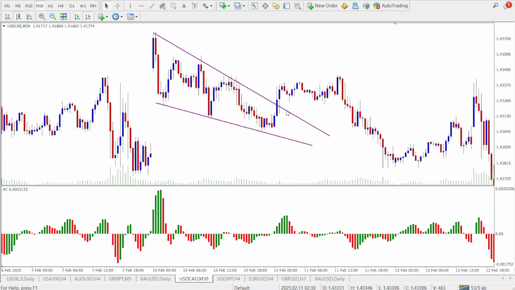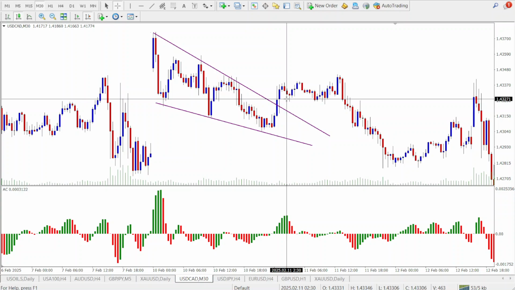So we had a breakout to the upside, right? Just follow me. We had a breakout to the upside, and you can see when we had that breakout, the AC changed from green to red, meaning that the bullish momentum was already getting weak, despite the fact that we had a breakout to the upside. So this breakout should not be an opportunity.